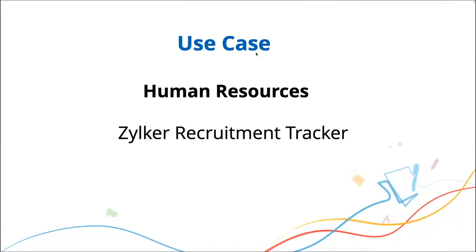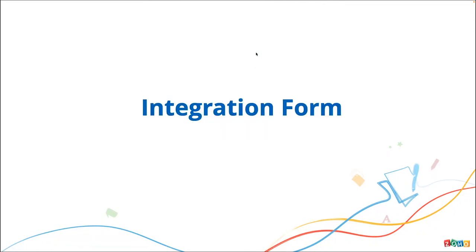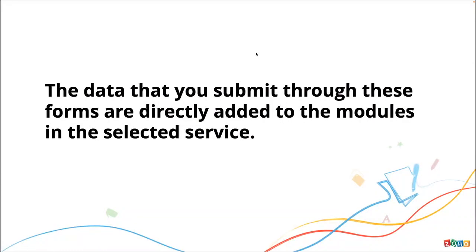So now that we know how to get or access data from another service and use it in Creator using the integration field, let's say we want to push some data to the other services. It could be another Zoho product, or it could be a third-party application. Then we can go for the next integration type, which is called integration forms. Using these integration forms, the data that you submit through these forms is directly added to the modules in the selected service.